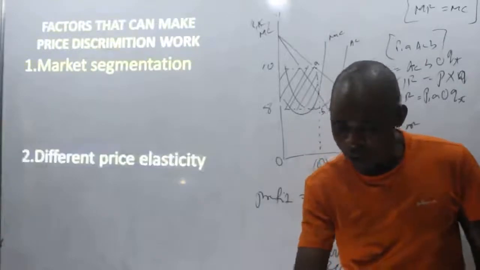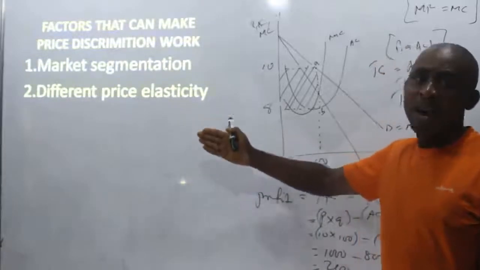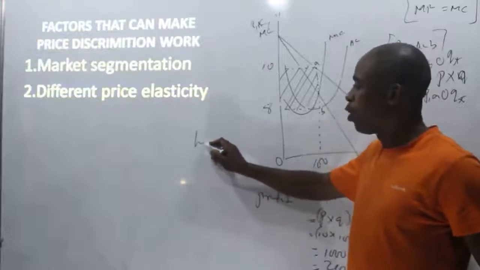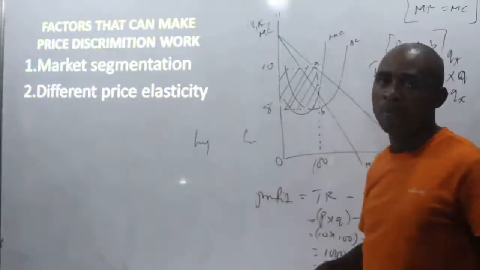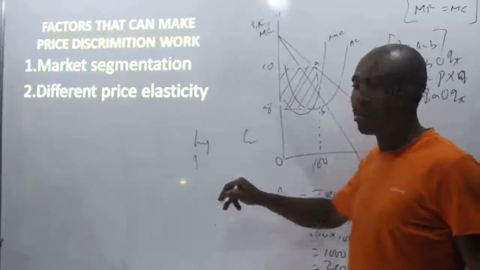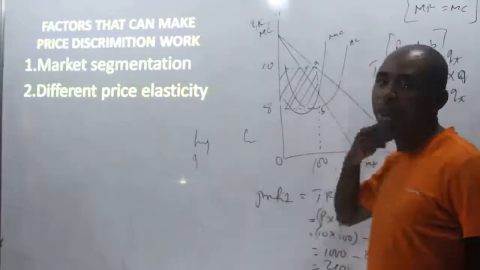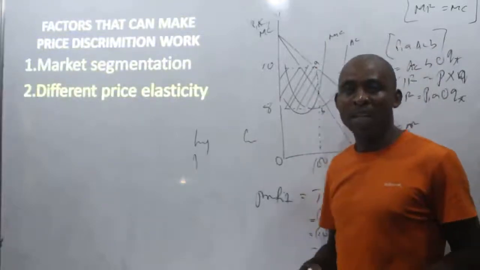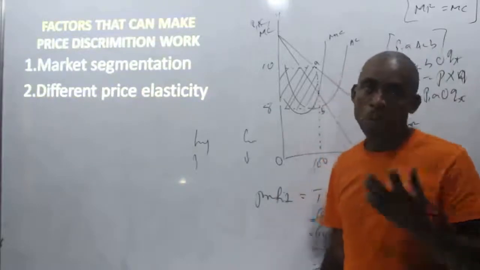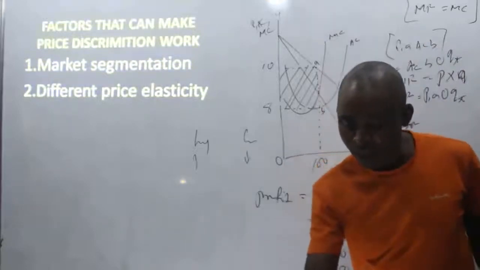Now, the second point is there should be different price elasticity, meaning the market for those with high income and for those with low income. So for those with high income, the monopolists can decide to charge high price because the demand in that market is inelastic. While for those with low income, the monopolists can decide to charge low price to attract low income earners. So discrimination can work when there are different price elasticities in different markets.